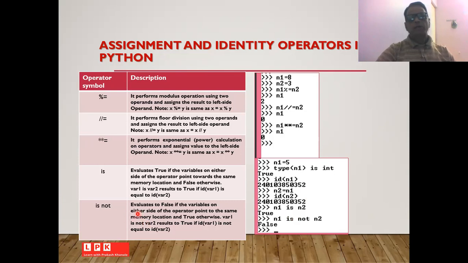The 'is not' operator will evaluate to false if the variables on either side of the operator point to the same memory location, and true otherwise. Variable 1 is not variable 2 results to true if the ID of variable 1 is not equal to the ID of variable 2. So n1 is not n2 will return us a false because n1 and n2 are pointing to the same memory location.